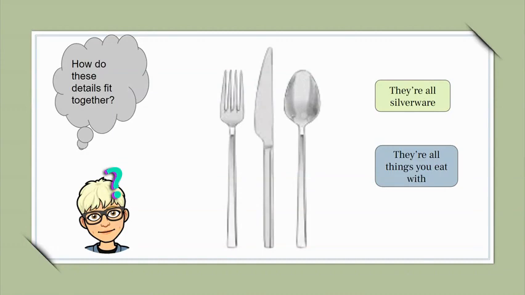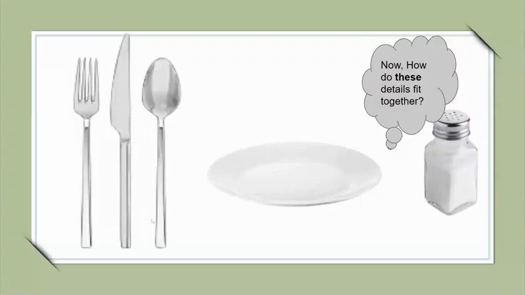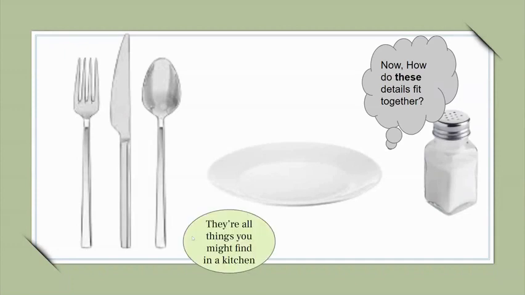Okay, so if I add a couple of things, now you can't say that they're all silverware anymore because there's more to it than that. What could be our new possible way that these details fit together? They're all things that you might find in a kitchen. They're all things that help you eat dinner. I like to add a little bit of salt to my food so that it tastes good.